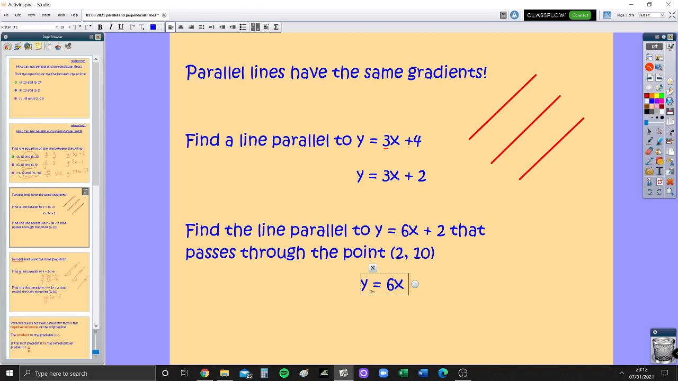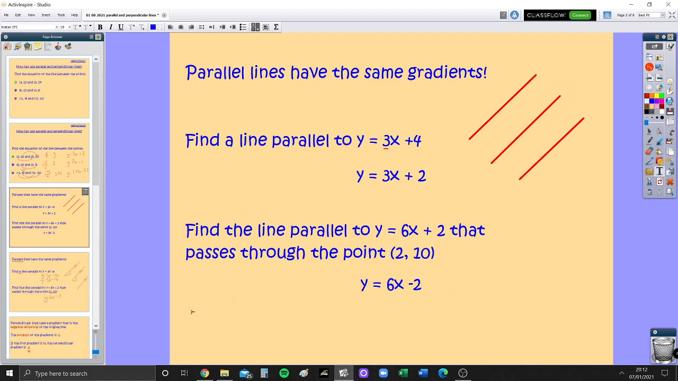We can't change the y, we can't change the 6x because we're told that it's parallel, so we know it's going to be 6x as the gradient. So we need to just write a plus or minus to complete this. So at the moment, if I did my x value times by 6, that's going to give us 12, not 10. So I know I'd need to take 2 away from that to make this line equation work. That's going to be how we find our full line equation for it.